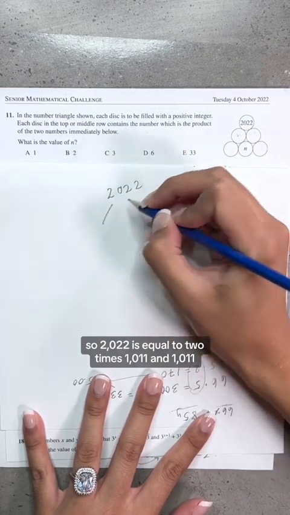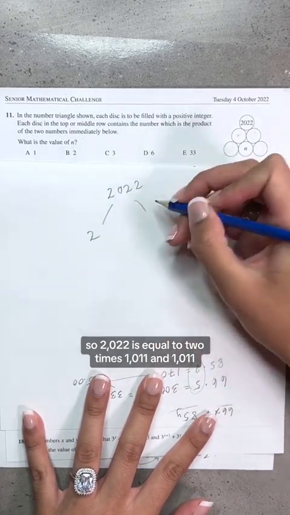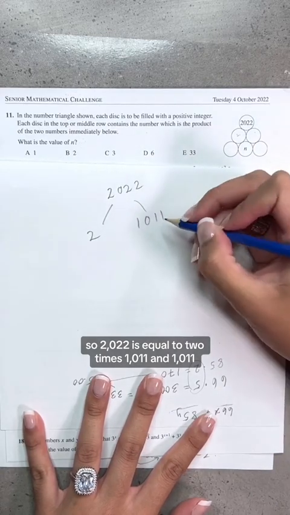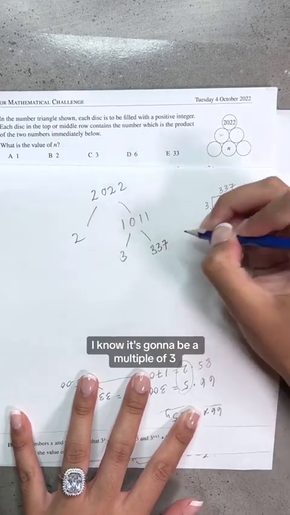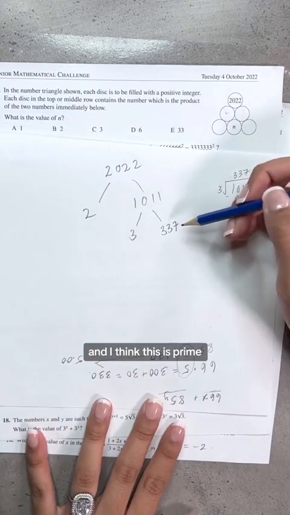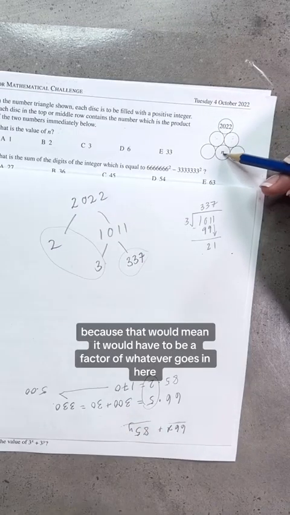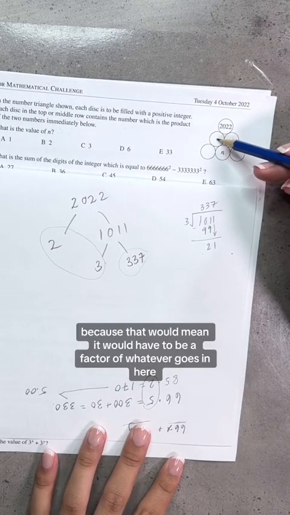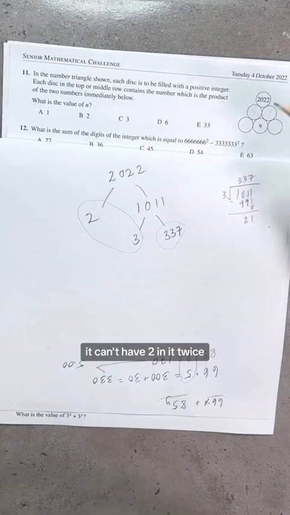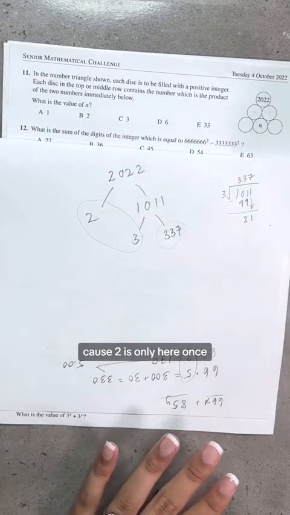2022 is equal to 2 times 1011. And 1011 I know is going to be a multiple of 3. And I think this is prime. N can't be 2 because that would mean it would have to be a factor of whatever goes in here and also whatever goes in here. It can't have 2 in it twice because 2 is only here once.